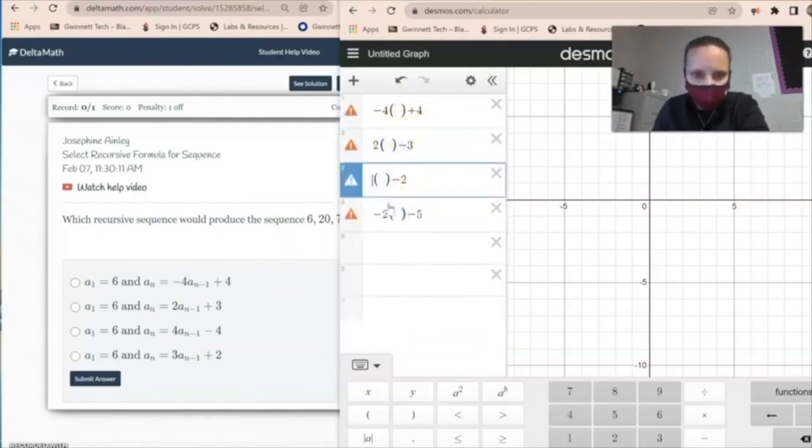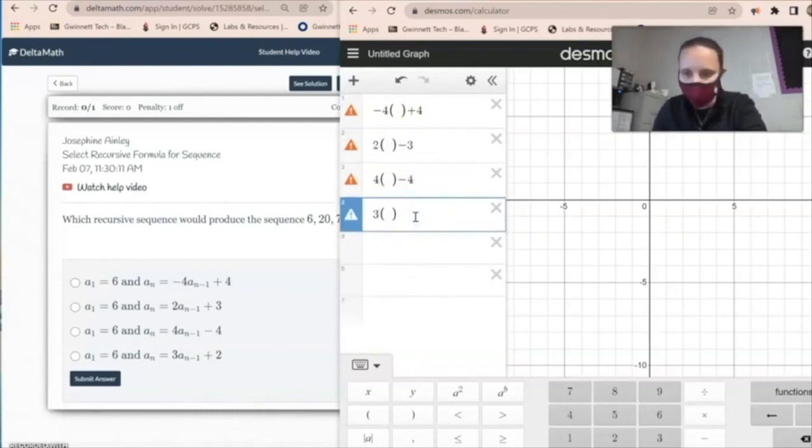And this one is 4 and negative 4. This one is 3 and positive 2. All right, so same thing as before. If I'm looking for the second term, when A is 2, 2 minus 1 will give me 1. So this is negative 4 times the first term plus 4. Okay, that's how that reads.